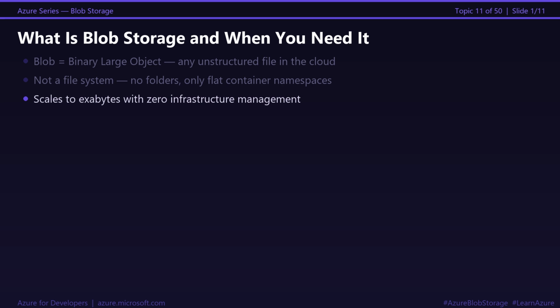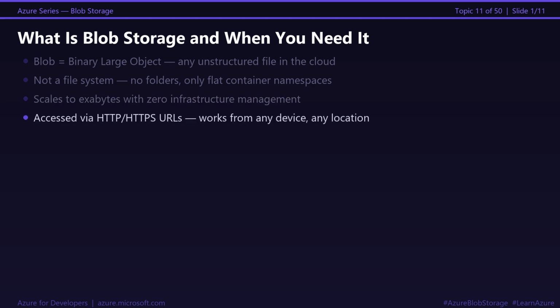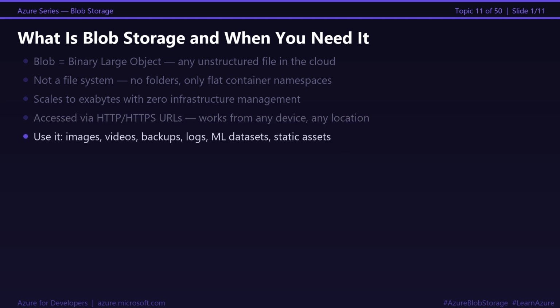When do you use blob storage? Anytime you have unstructured binary data at scale. User profile photos, product images, video files for a streaming service, application log archives, database backup files, machine learning training datasets, static website assets. If it is a file that needs to be stored and retrieved without complex queries, blob storage is almost always the right answer.